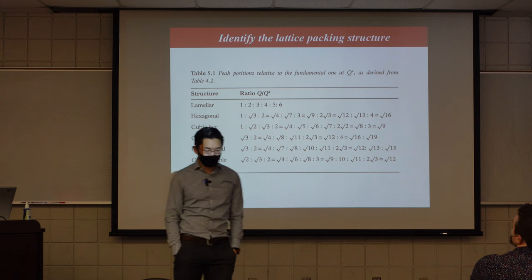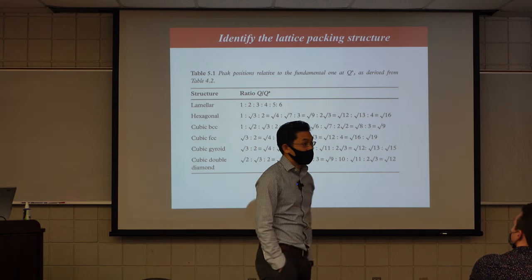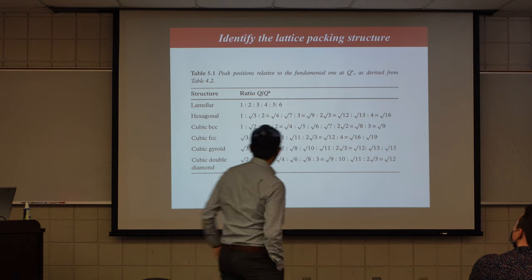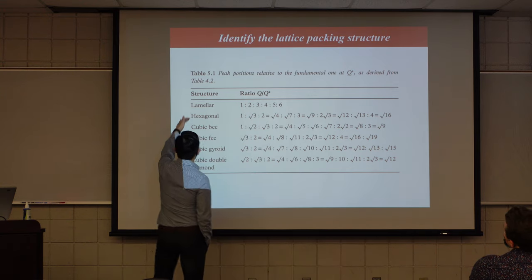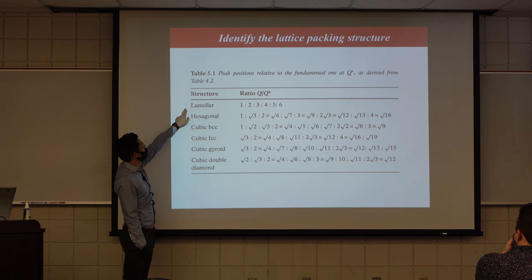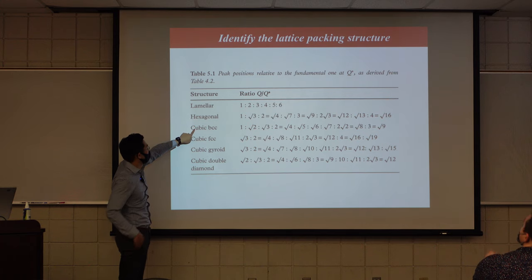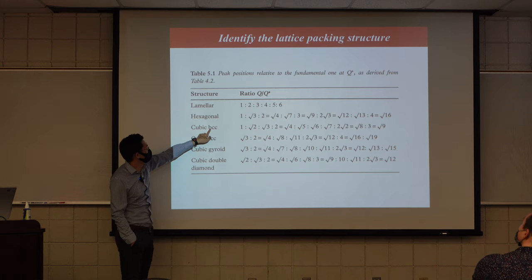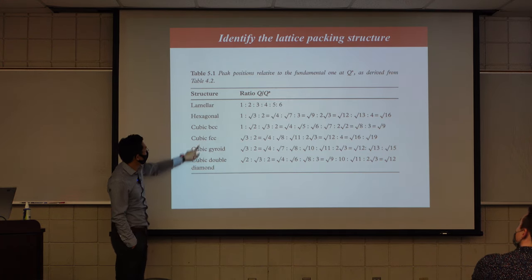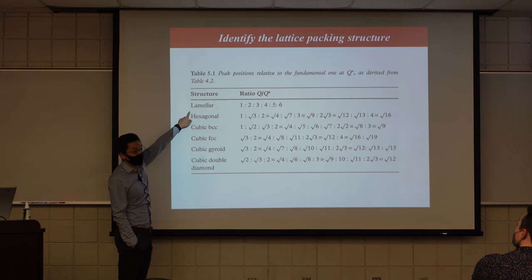In a typical block polymer scattering, you can look at where your peaks are. This table shows you what the structure of your crystal is. You can form lamella, you can form hexagonally packed cylinders, or you can form a cubic, body-centered cubic structure, or face-centered cubic. So these are different morphologies.